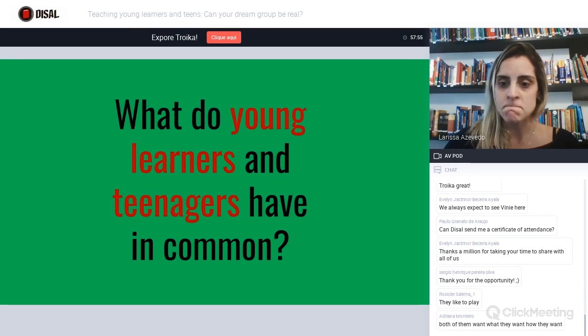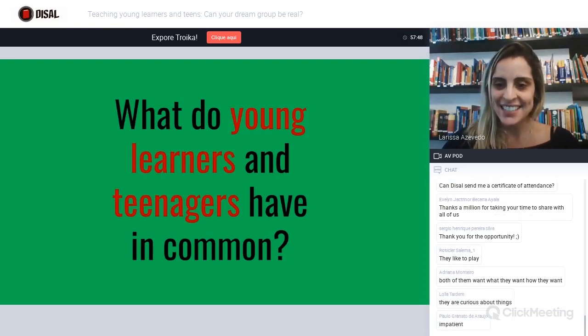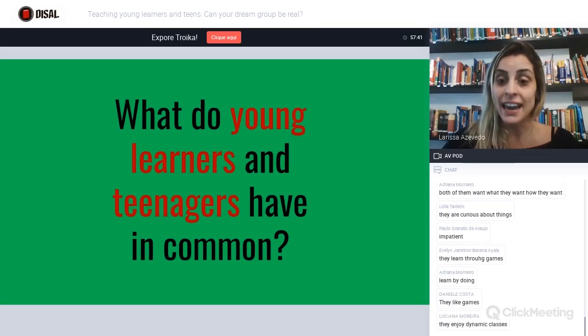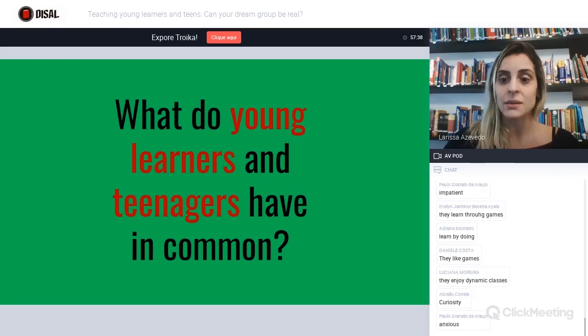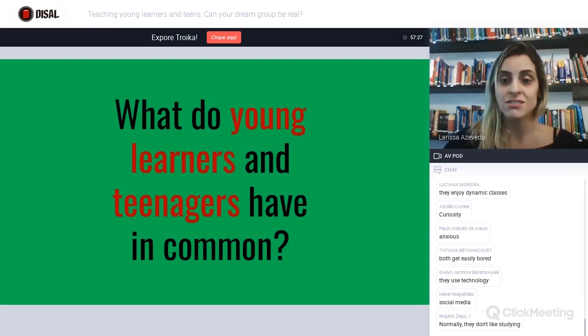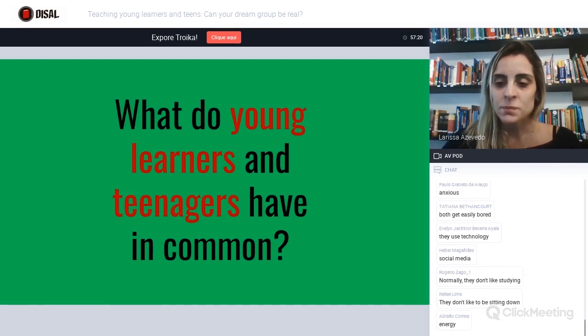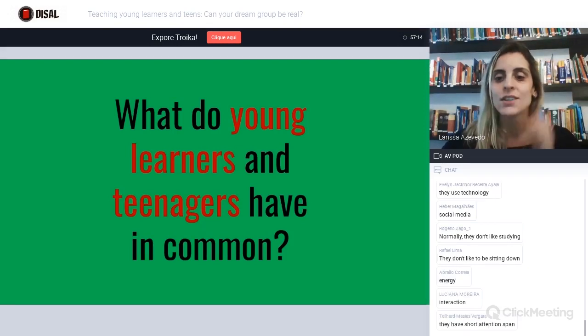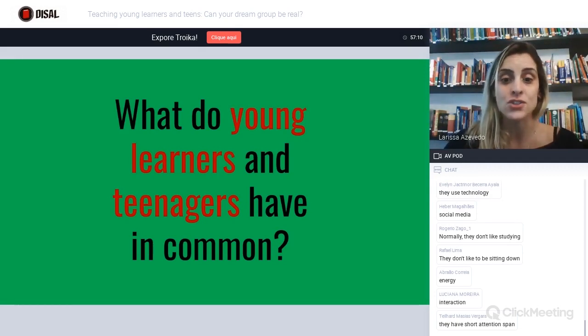They like to play. Mm-hmm. Both of them want what they want, how they want. All right. Curious. Okay, agreed. Impatient. They learn through games. Learn by doing, like games, dynamic classes, anxious, easily bored, technology. Normally they don't like studying. Okay. Energy, definitely. Interaction. Short attention span. Excellent. Thank you very much for your contributions. Lots of interesting ideas.